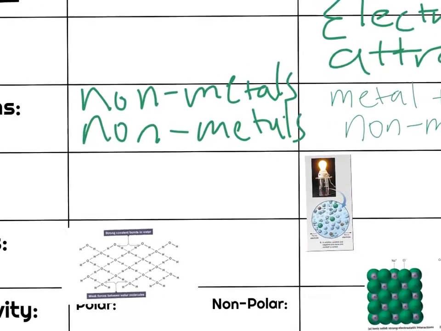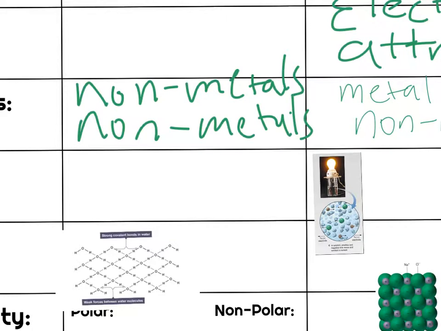Okay, now next for conductivities, you're going to write for covalent bonds. So this is how well things conduct electricity or heat. For covalent bonds, you're going to write that they have a low conductivity.